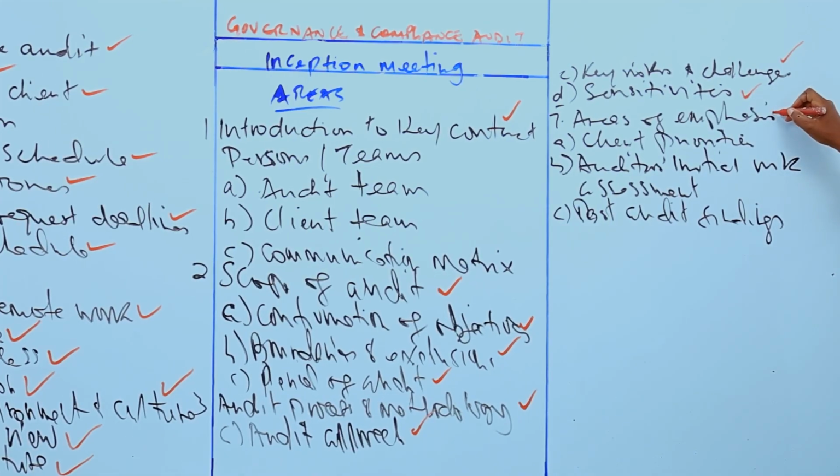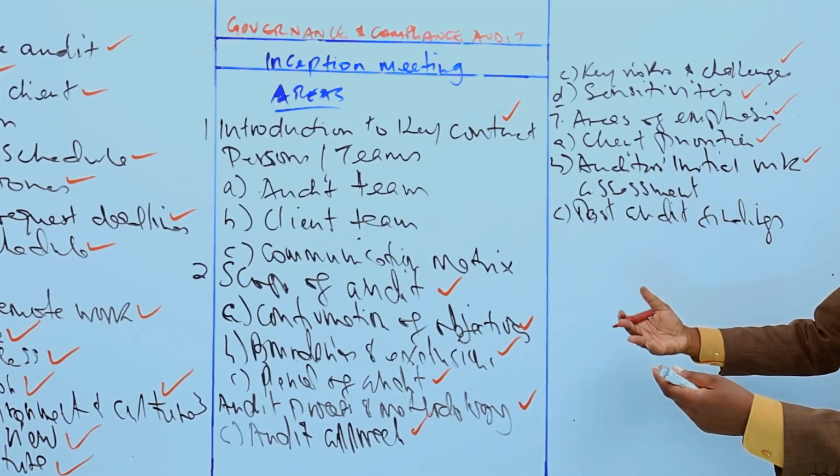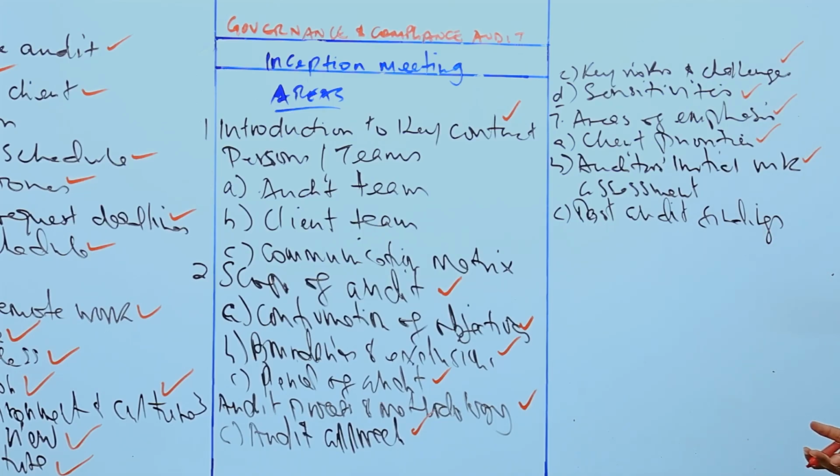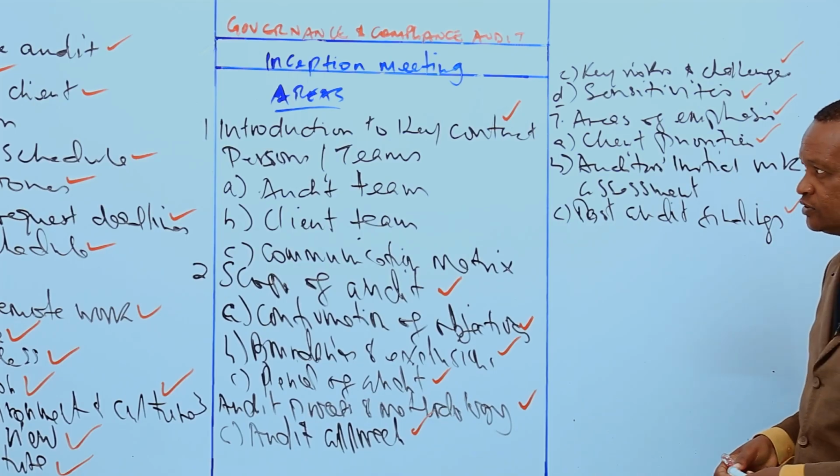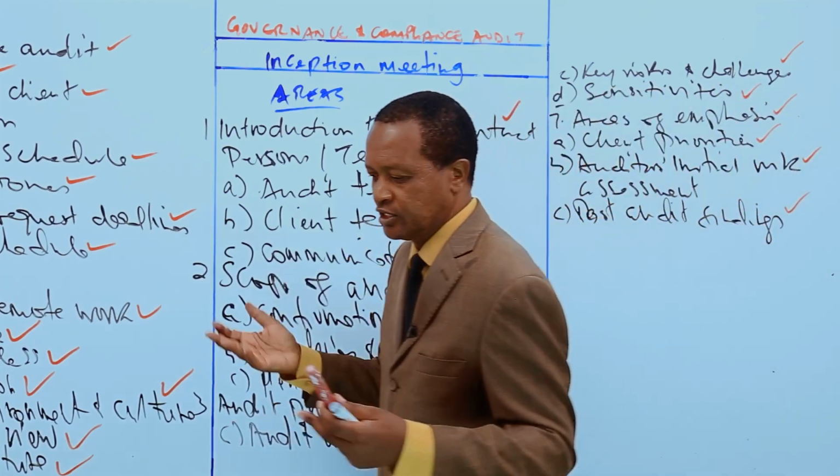Then the last key area is areas of emphasis. It's important that the auditor understands, for example, the client priorities. The auditor should allow the client to highlight any specific governance or compliance areas that they want the auditor to pay particular attention to. Then there is also the auditor's initial risk assessment. The auditor can now, in this meeting, explain to the client the findings of his or her initial risk assessment. Then there is also past audit findings. So these are key areas that may be discussed during the meeting.